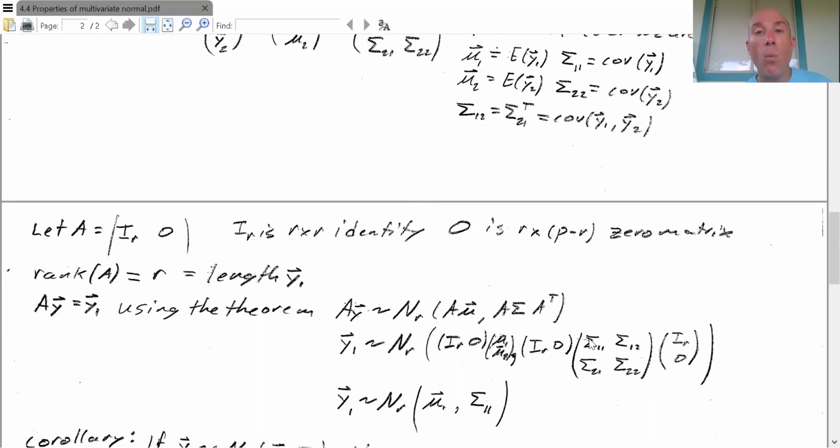Well, what is sigma 1, 1? That's the covariance of Y1, right? So I've got it. This is it. This is everything. Easy peasy lemon squeezy. Multiply these two together, I just get mu1. Multiply these three together, I just get sigma 1, 1. And that tells me that this is going to be exactly what I want for the proof.